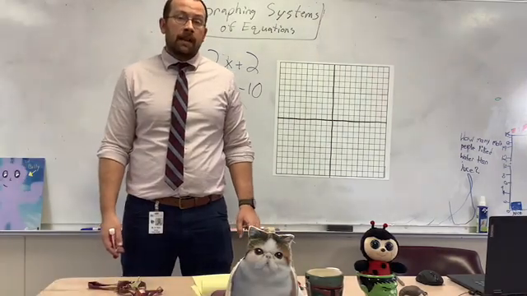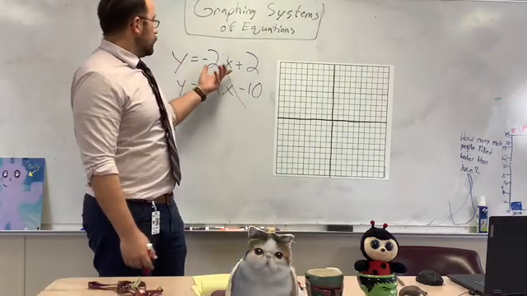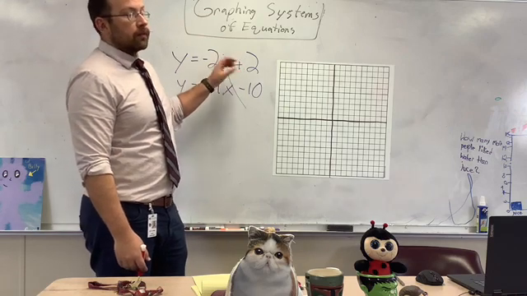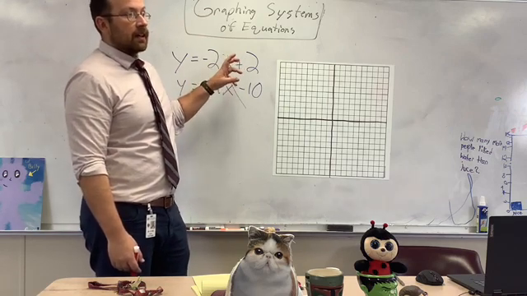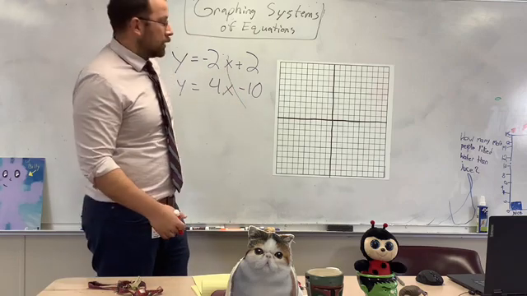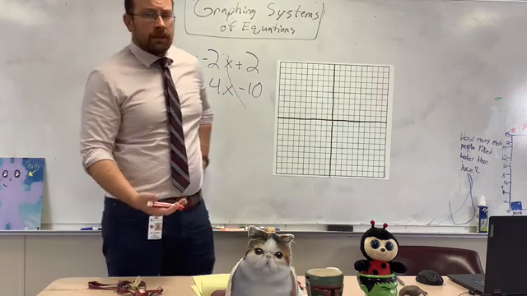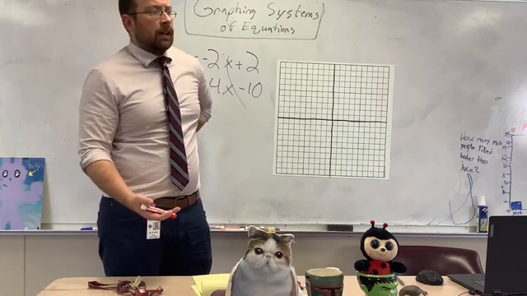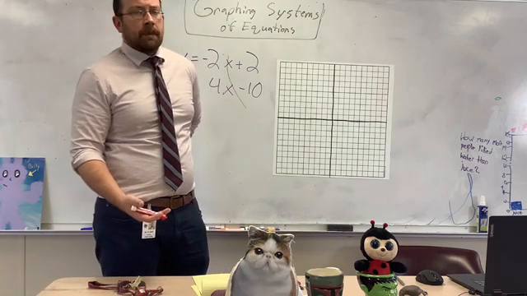Alright, I'm going to do 3 examples. This is our first one. A system of equations is just two equations in a set that have one answer, or one solution. There are different methods to do this. You can do it by substitution, elimination, but today we're just going to talk about graphing.